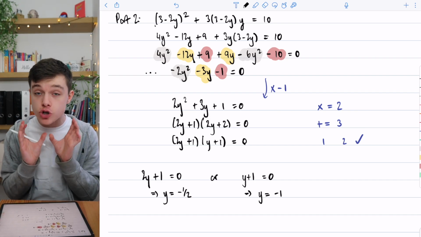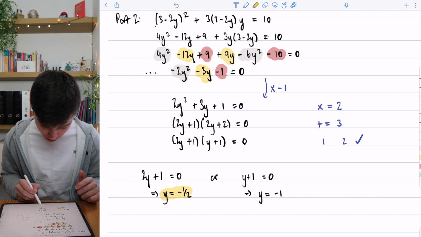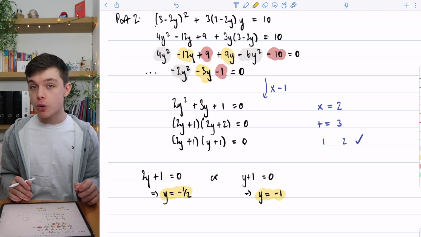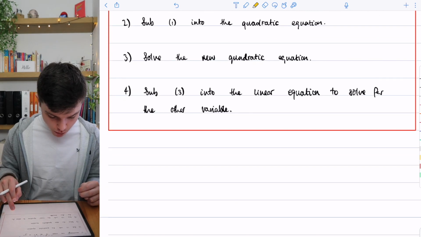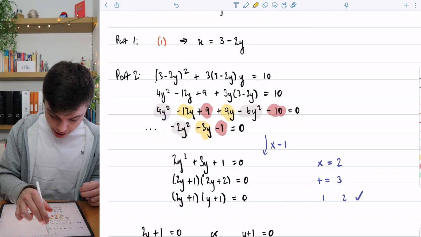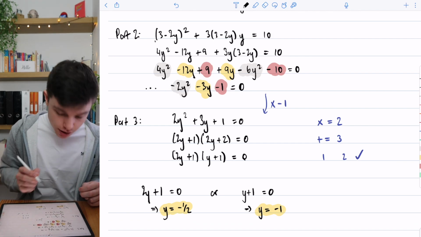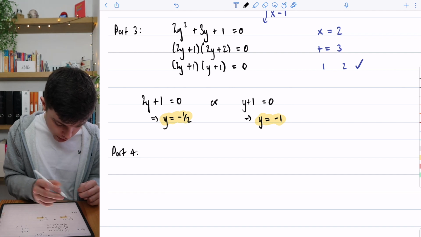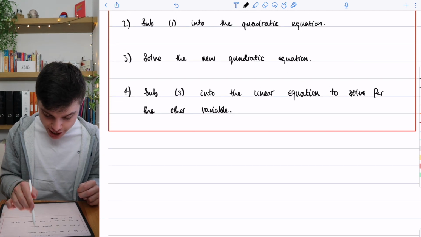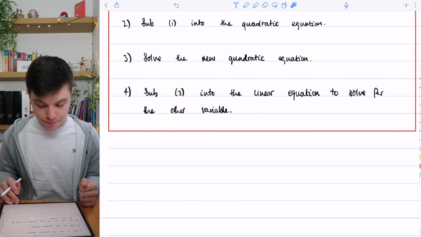So there we go, we've got two values for y. Those are two correct values. We're going to accept them both, and then we're going to find two values for x. So solve the new quadratic equation. I should have really said that this was part 3 when we were solving it there. And then part 4, what do we need to do for part 4? Part 4 says substitute our values for y into the linear equation.